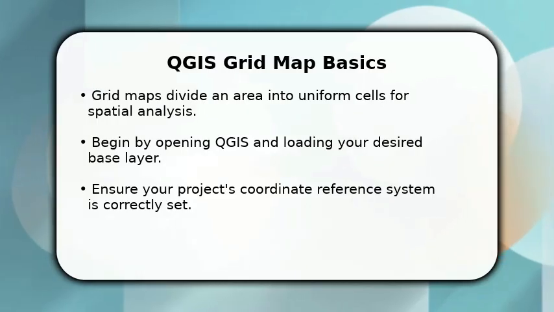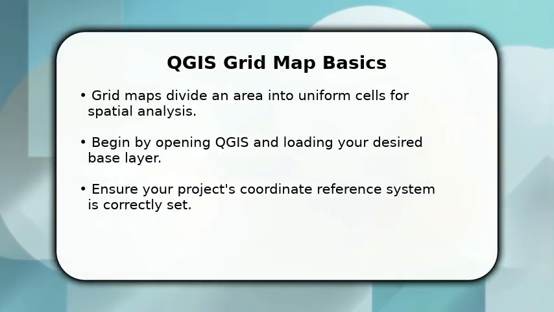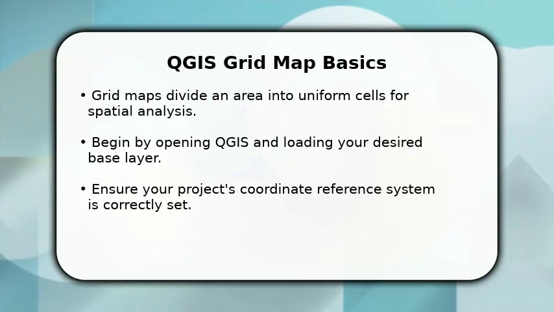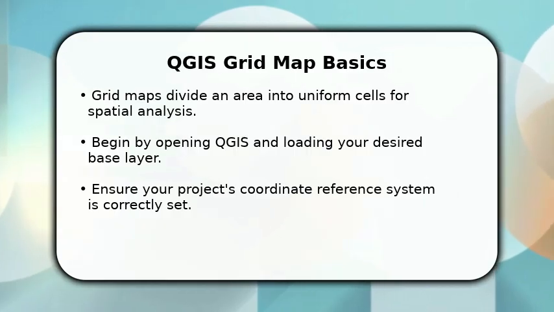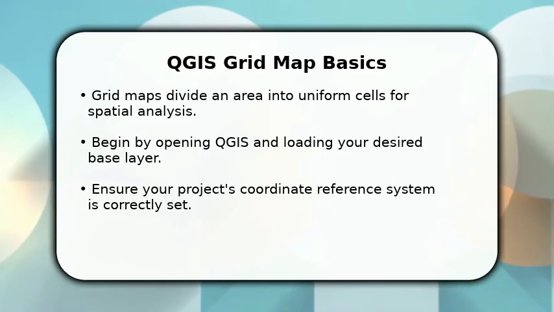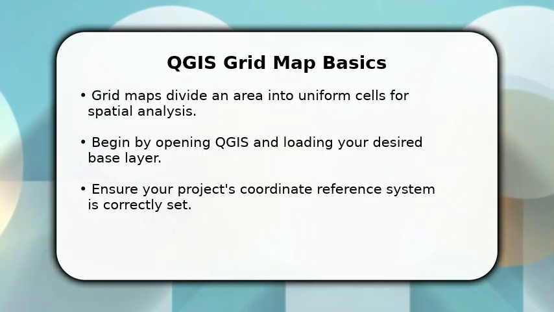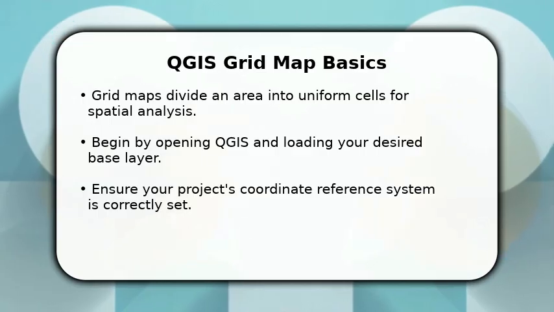In this video, I will explain how to make a grid map in QGIS. Grid maps are powerful tools for visualizing and analyzing spatial data by dividing an area into a series of uniform cells. To start, simply open QGIS and load any base map you wish to use. It is crucial to confirm that your project's coordinate reference system is accurately configured for precise grid generation.